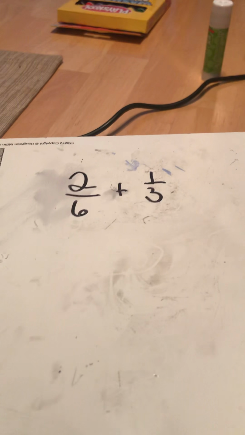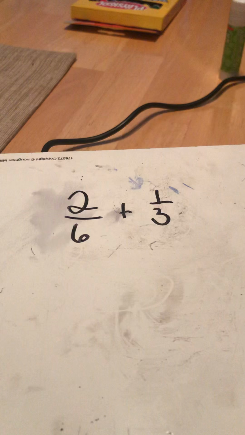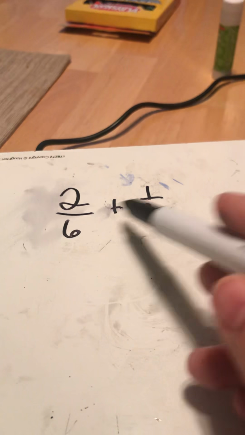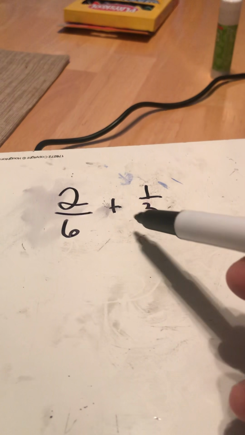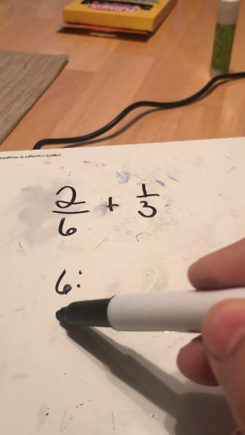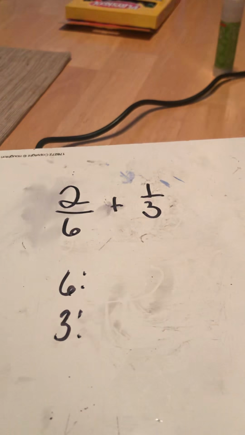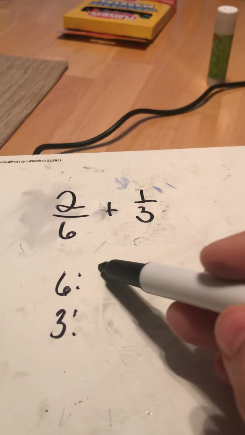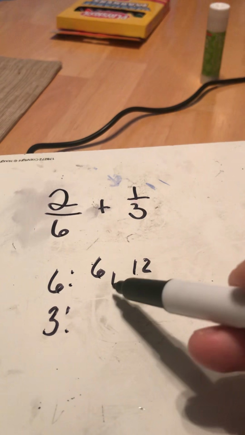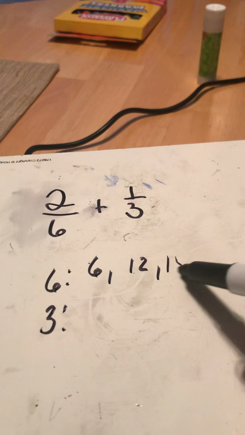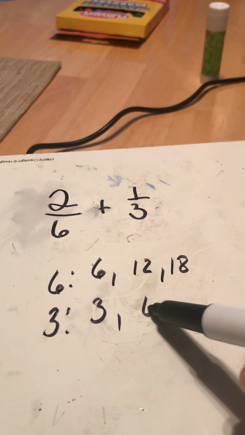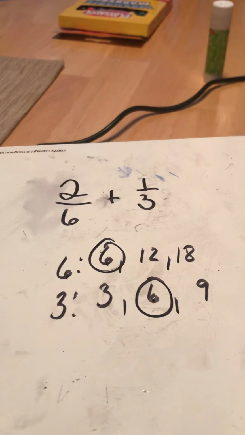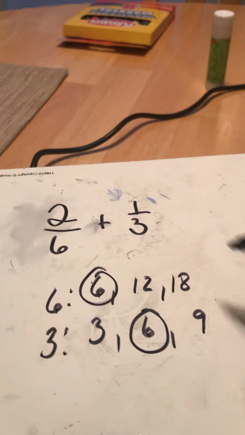Now, the proper way to do this, I know some of you are instantly solving this problem, and that's great. But if we got two numbers where we didn't know the common denominator, we would want to multiply out both, and find that least common multiple. So in this case, we'd say, okay, 6, 12, I'm going to stop there. Maybe I could even go to 18. And then I would have 3, 6, 9, and I would see that they both share a 6. So 6 is going to be our common denominator.